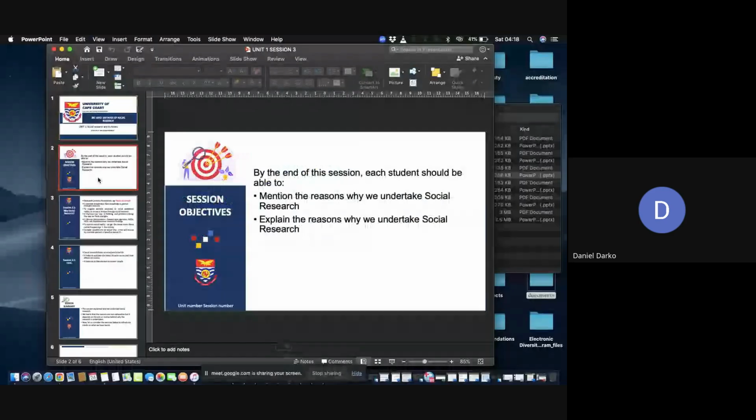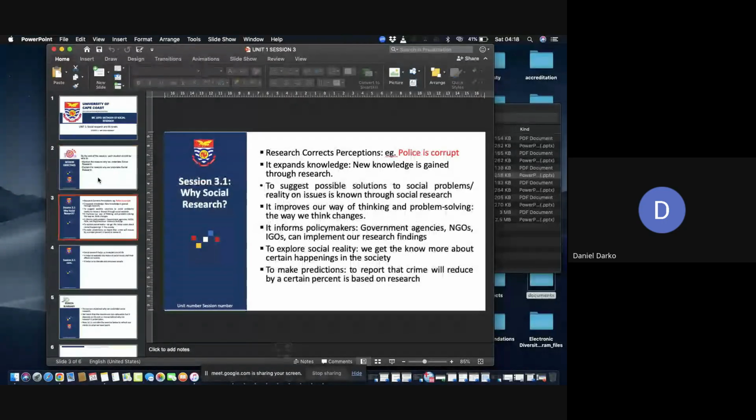So why social research? Why do we undertake social research? We explain reasons why we undertake social research. We undertake social research because research corrects one's perceptions. You may have a perception that the police is corrupt, but after you conduct the research, you may find out that the police is not corrupt. So that perception may be corrected after your research. The research will confirm or contradict what your perceptions are. So with research, we're able to clear every perception or doubt we have.